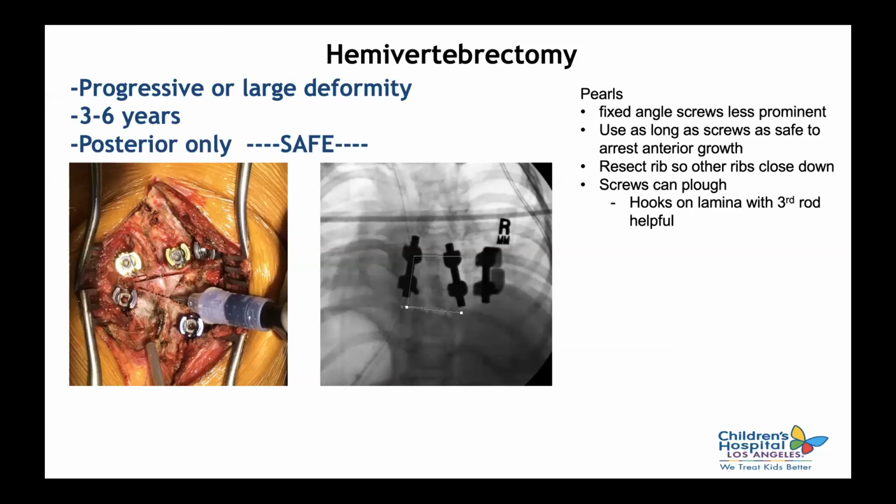Consider fixed angle screws that are less prominent. Consider using long screws as we want to stop the anterior growth as well as the posterior. Resect a rib when you take out the hemivertebra, and consider putting hooks either on ribs or on lamina above and below to close down the empty triangular space and take some of the pressure off the pedicle screws to prevent screw plow.